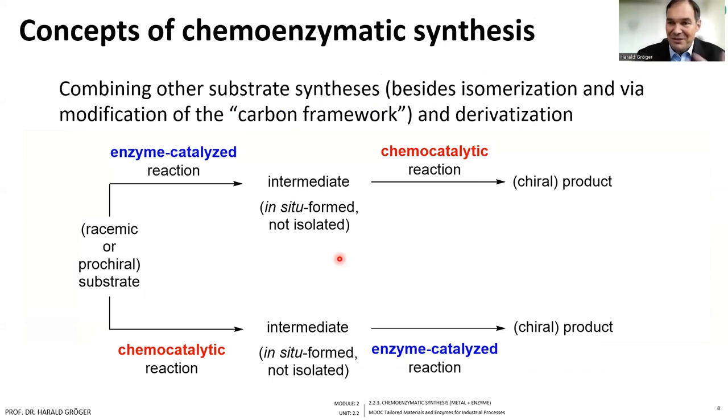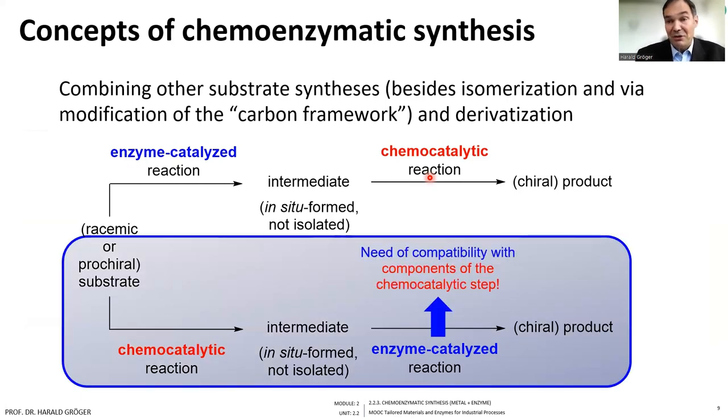And thus, to summarize this, it's just the idea to combine the conversion of a prochiral or racemic substrate with a chemocatalytic step and an enzymatic step, either in this sequence or in this sequence, and then to realize access to a broad variety of novel products.